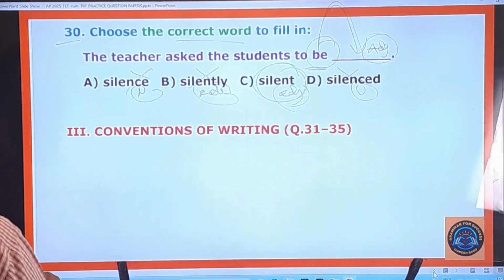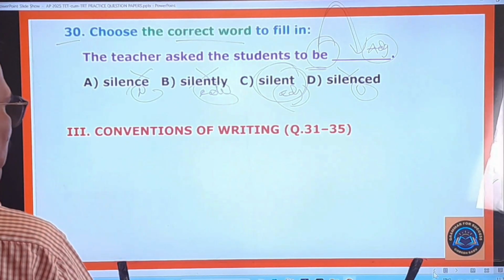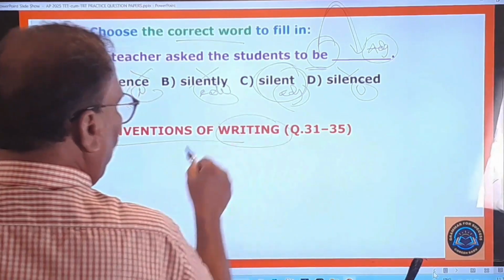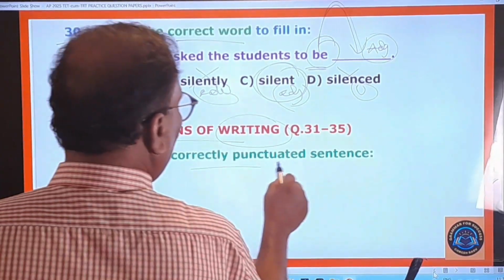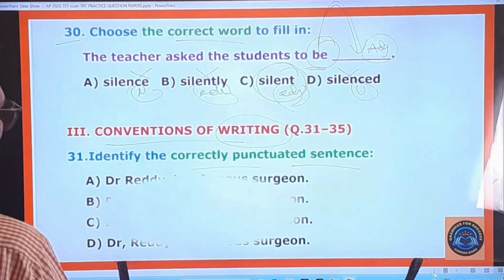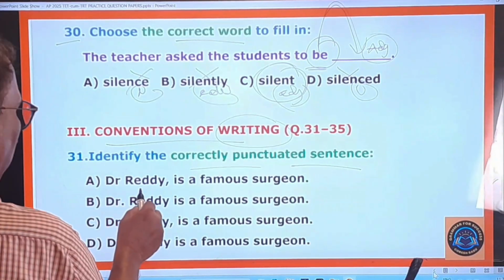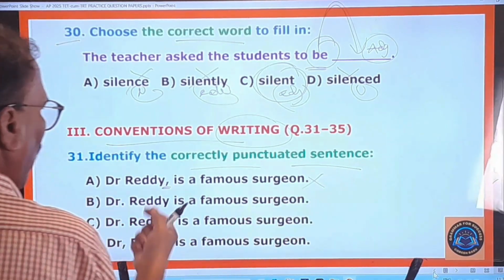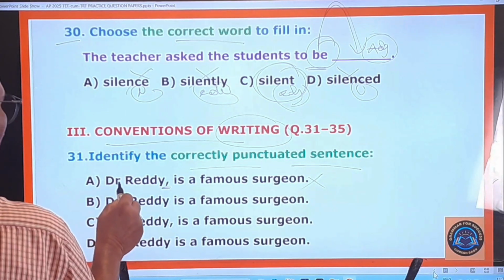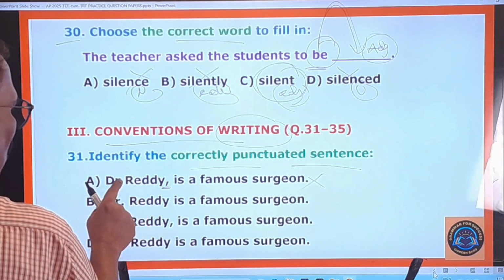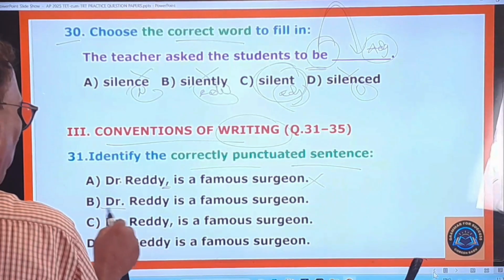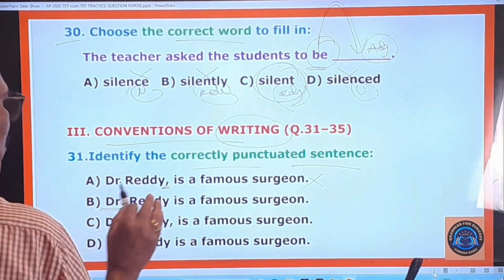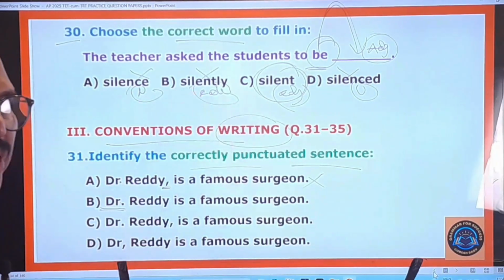You go to the next aspect of this question paper, conventions of writing. Very quickly let us learn the answers. Identify the correctly punctuated sentence. Dr. Reddy, comma is there, therefore this is wrong. Why use a comma there? Moreover, after this abbreviation, doctor, full stop is not there, and therefore this is wrong. Here you go to the next option: doctor is an abbreviation, therefore full stop. Beside every abbreviation, you have to use the full stop.